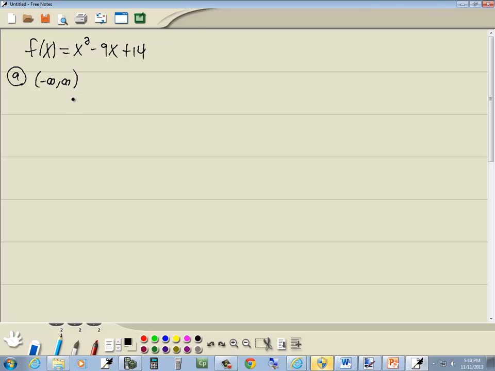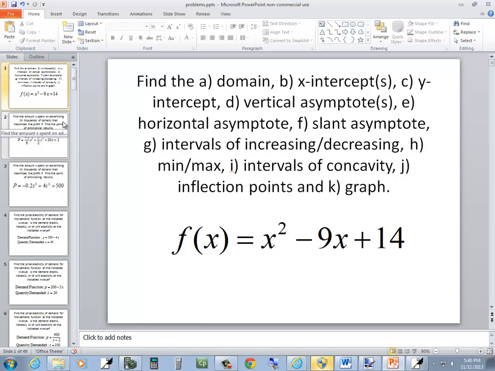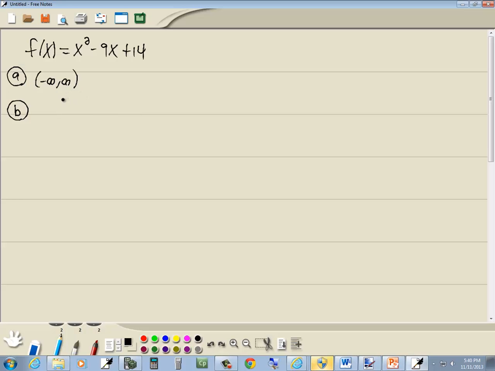It exists everywhere. Now B says to find the x-intercept. To find the x-intercept, you plug 0 into the other variable, so we'll plug 0 in for y. So we got 0 is equal to x squared minus 9x plus 14. Now this one will factor. This is the PST, and it factors as x minus 2 times x minus 7.